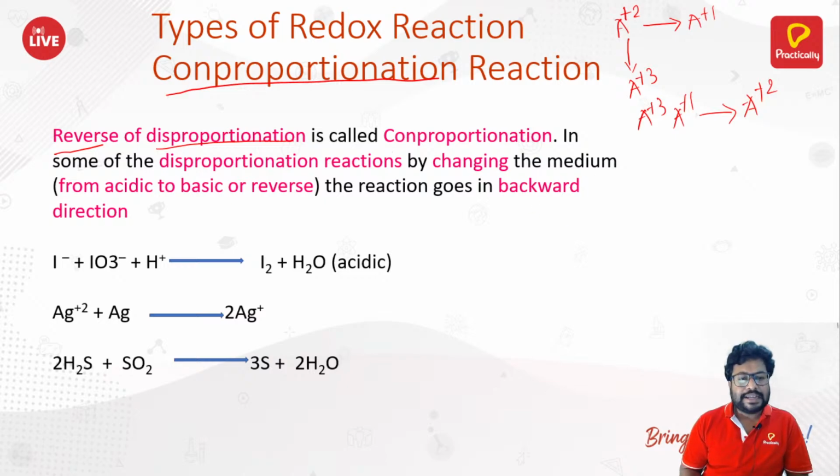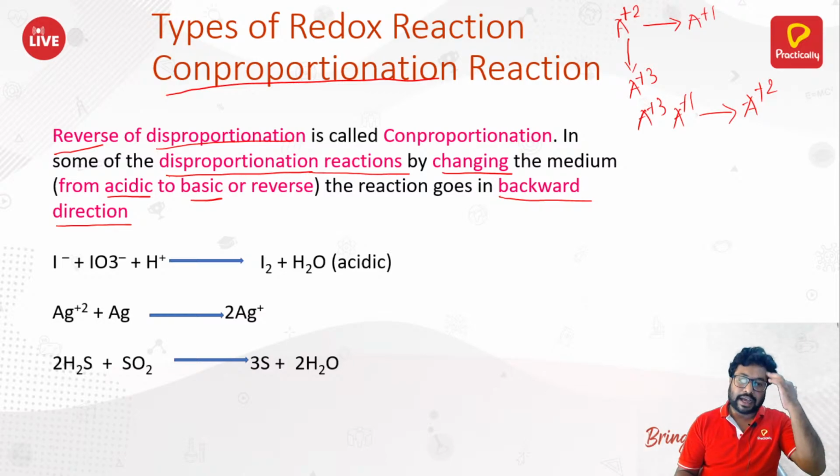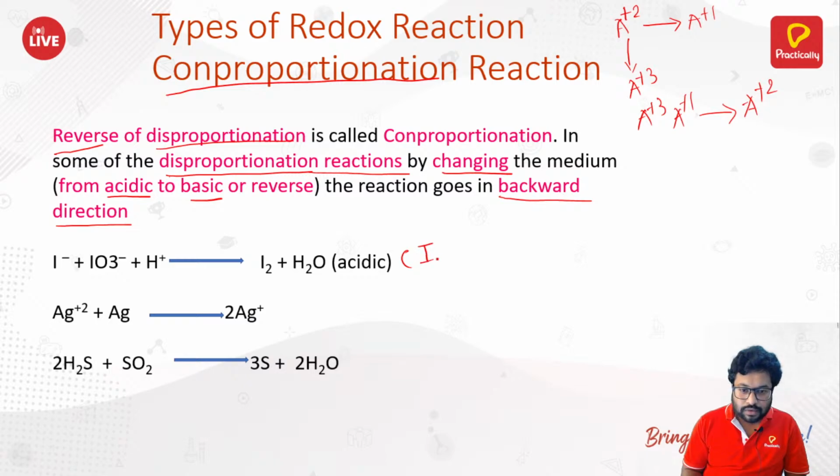Okay. Next, in some of the disproportionation reactions, by changing the medium from acidic to basic or from basic to acidic, the reaction goes in the backward direction. For example, look at this reaction, I2 plus H2O. Suppose if I keep this medium from acidic to basic, then you know what will happen. I2 will go to I minus plus IO3 minus.